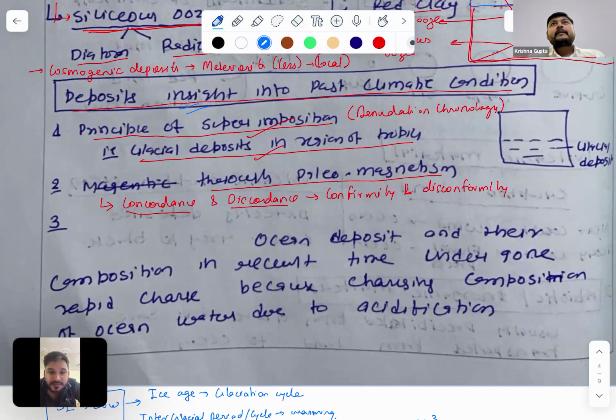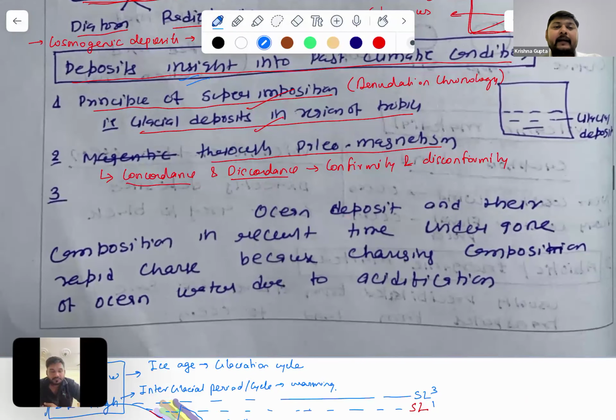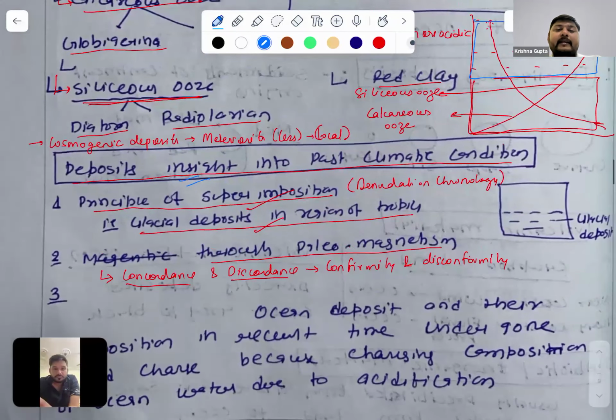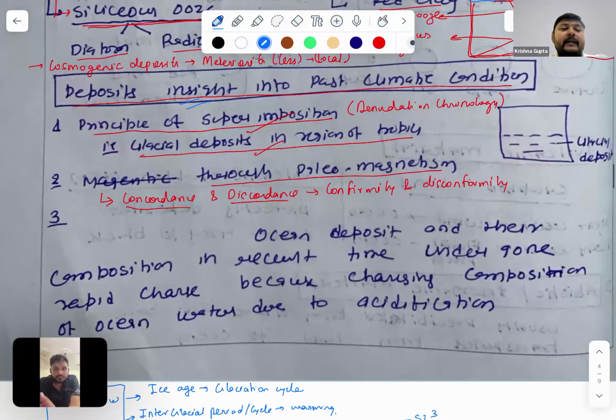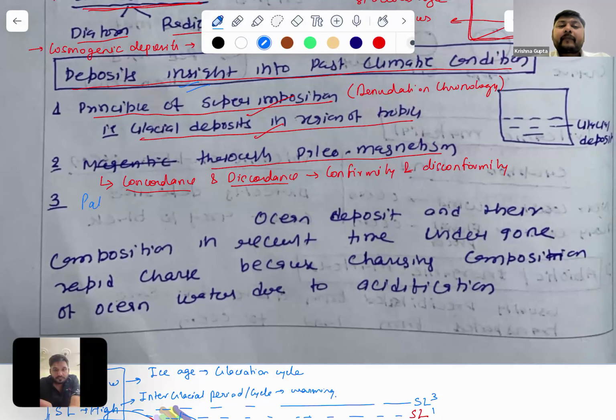Basically, we can apply here certain aspects of denudation chronology and erosion surfaces to understand the past climates. Past climate, we also call it the paleoclimatic evidences. Okay, so this is one part.